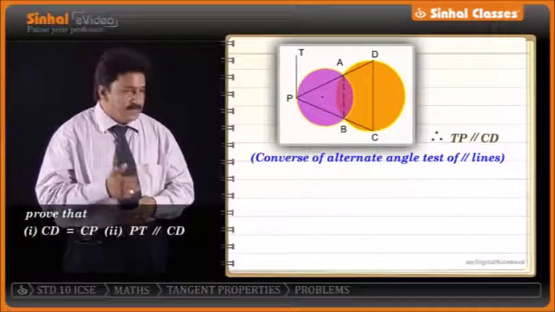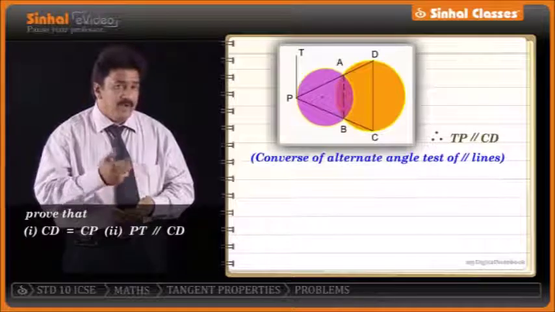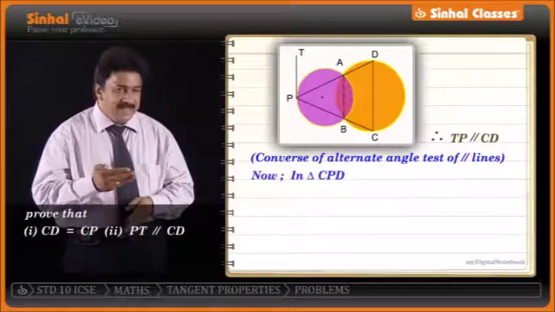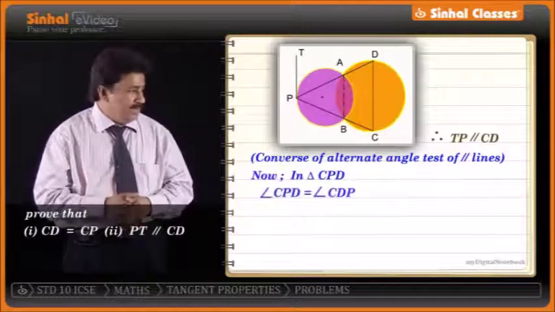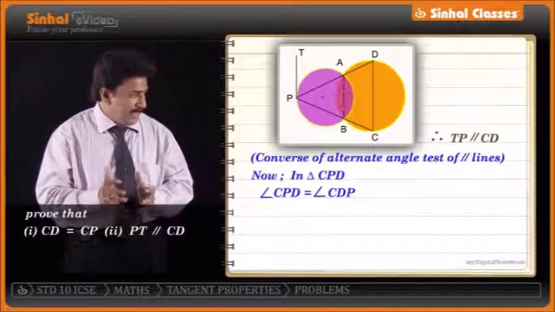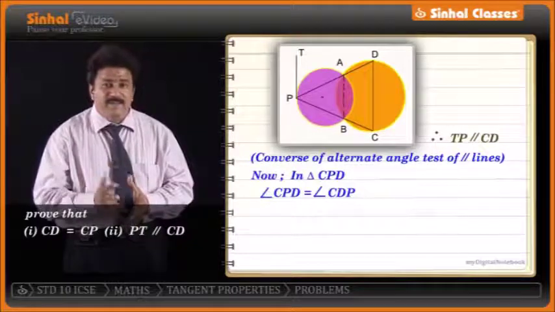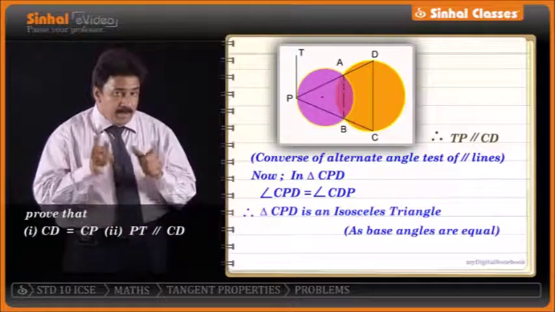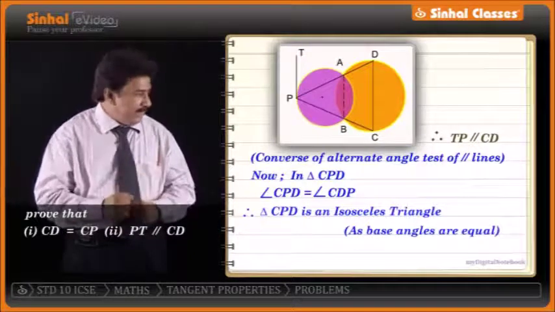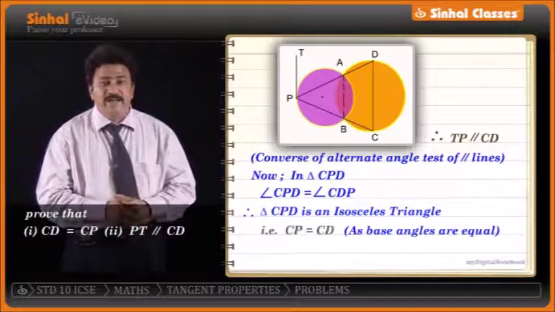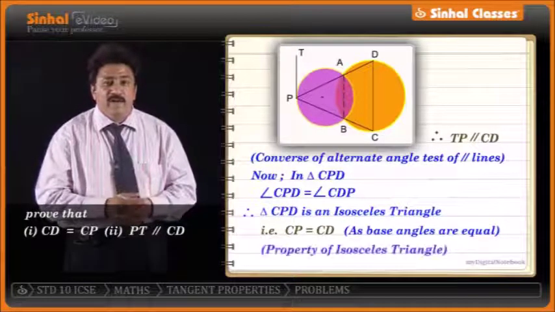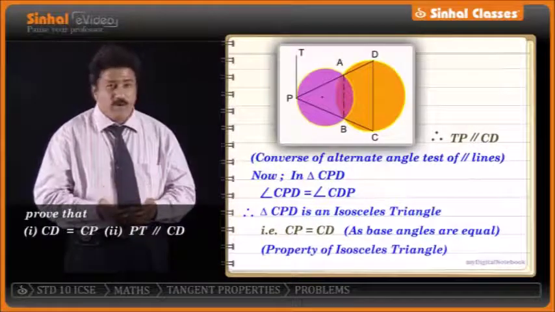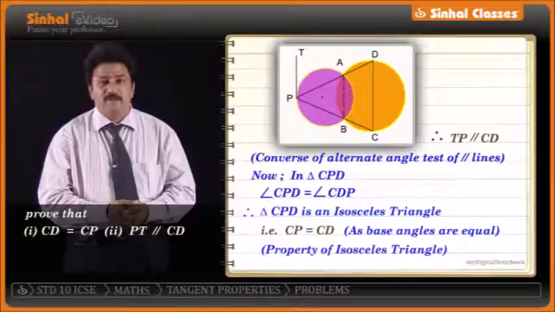Now what will I try to prove? CD is equal to CP. How do I go for it? Now see, in triangle CPD, angle CPD is equal to angle CDP. Therefore, which triangle is triangle CPD? When two angles are equal, it's an isosceles triangle. Because it's an isosceles triangle, CP is equal to CD. This is a property of an isosceles triangle. That's what was needed. So CP is equal to CD. And finally the sum gets over.